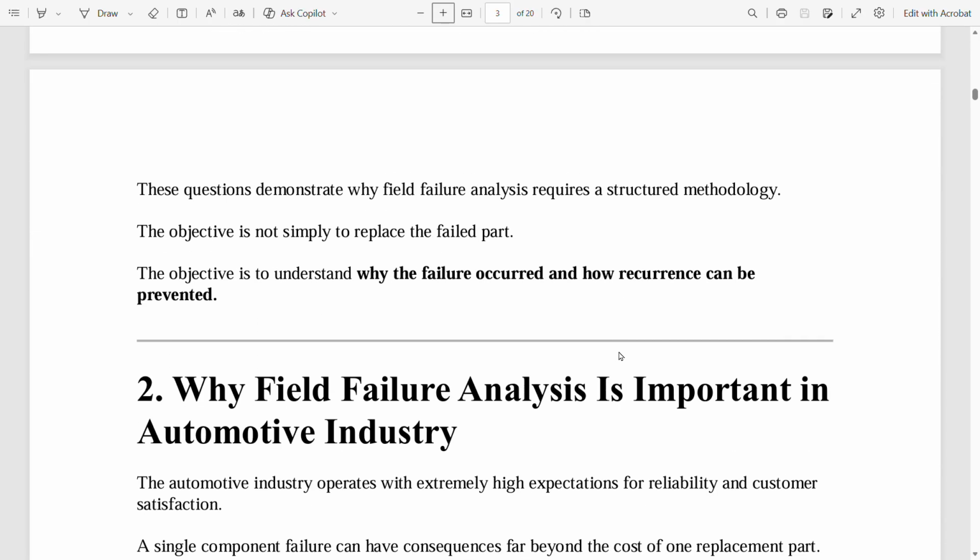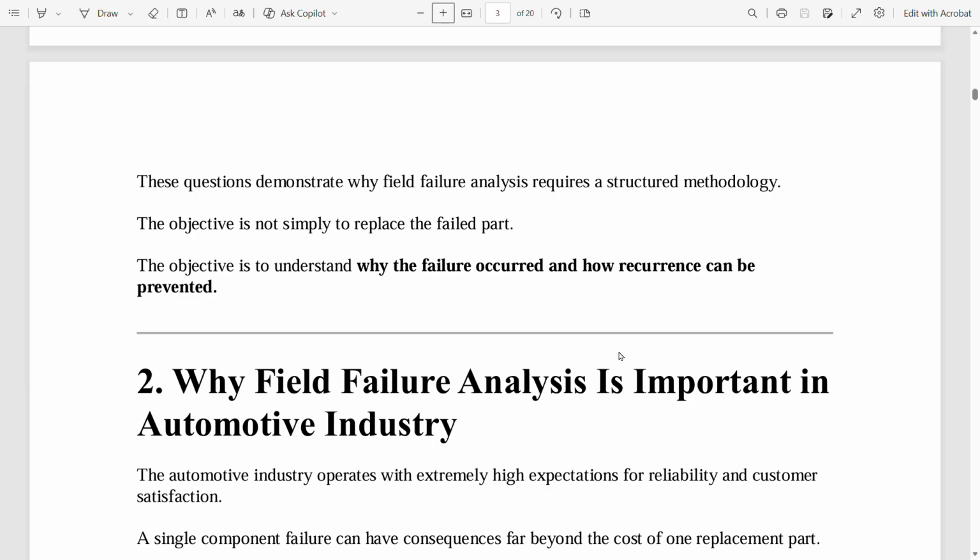These questions demonstrate why field failure analysis requires a structured methodology. The objective is not simply to replace the failed part. The objective is to understand why the failure occurred and how recurrence can be prevented.